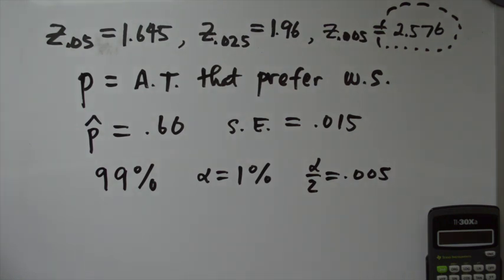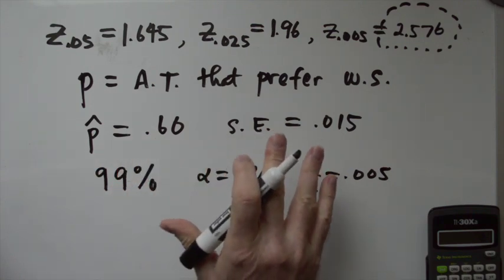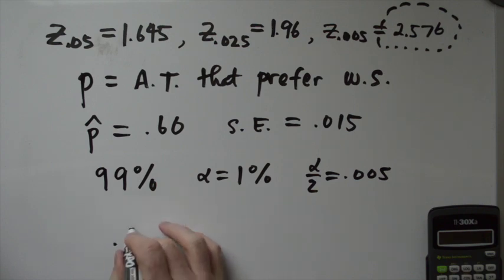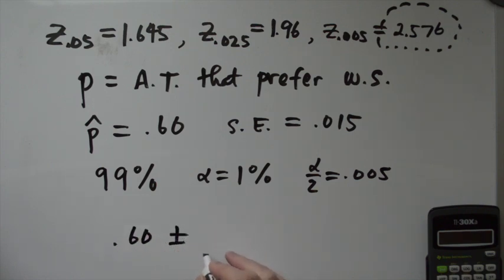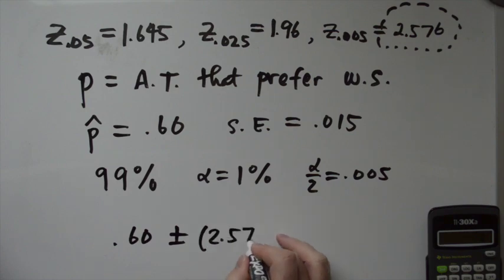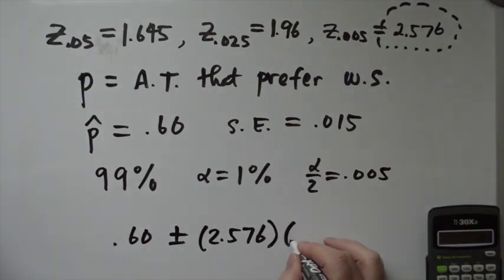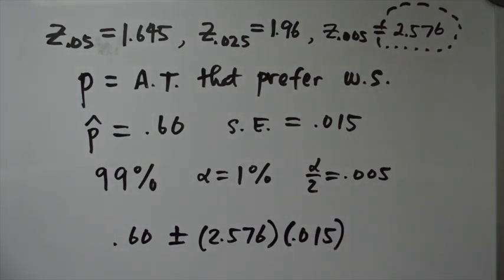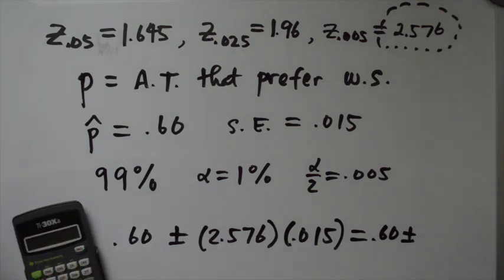Now, it's very easy to finish up the problem. All we have to do is put our best estimate, our cutoff value, and our SE together. So our confidence interval is going to be 0.60 plus or minus 2.576 times the SE, 0.015. And that's going to give us a margin of error. Let's multiply these two together: 2.576 times 0.015. That's going to give us a margin of error of 0.03864.